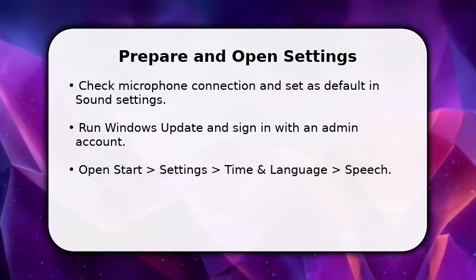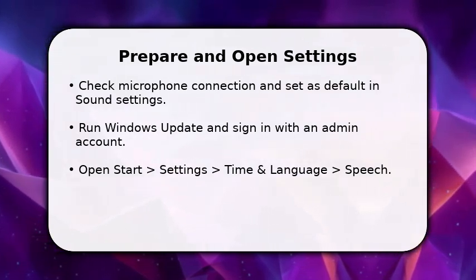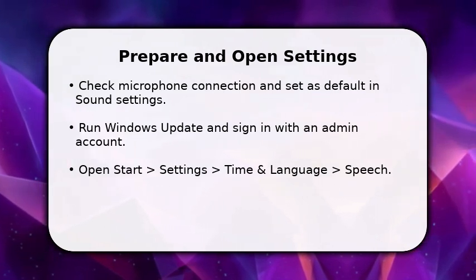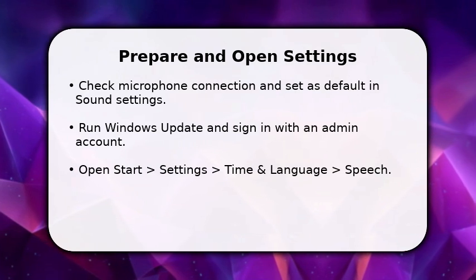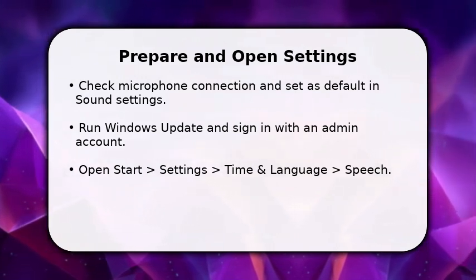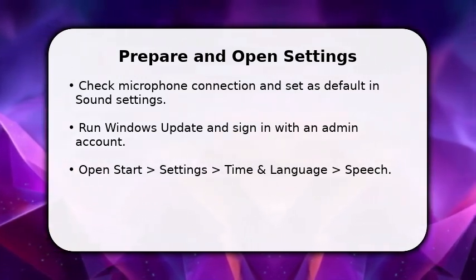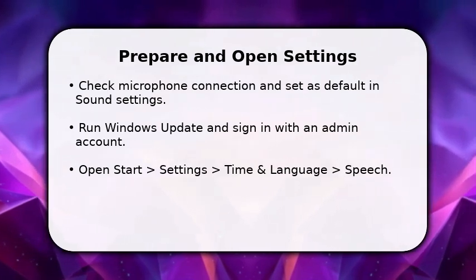Now open Start, choose Settings, then Time and Language, and select Speech. This gets you to the speech page where you control recognition features. Make sure your microphone appears under Input. If it doesn't, troubleshoot the physical connection before continuing.